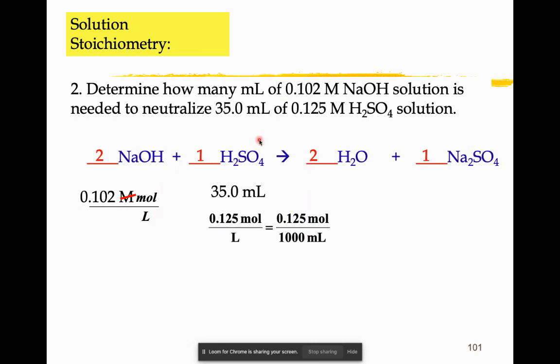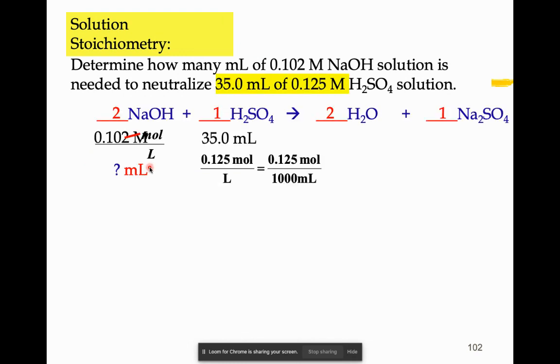The concentration of sulfuric acid is 0.125 molar, and molar can be written as moles per liter. However, let us convert liter to mL right away, because we are looking for how many mL of sodium hydroxide solution there is. Again, 1000 mL is equal to 1 liter. Now we are looking for the mL of sodium hydroxide. We want this volume for sodium hydroxide. So how do we do it?